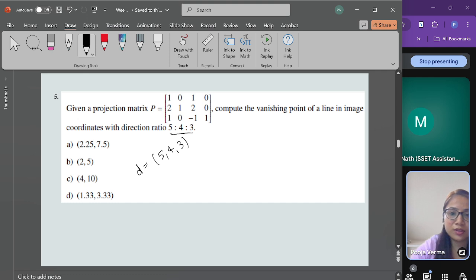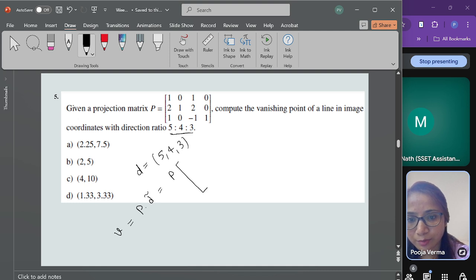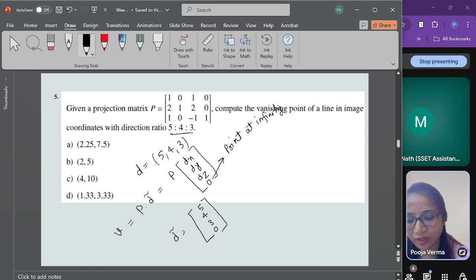Okay, if you have gone through the video lecture, there the vanishing point of a line in a given direction D is the projection of a point at infinity along the direction D. It is represented by V. So we can say that the projection matrix P into dx, dy, dz and 0, and this 0 represents a point at infinity, right? So now this D is represented with the point 5, 4, 3, 0, right?